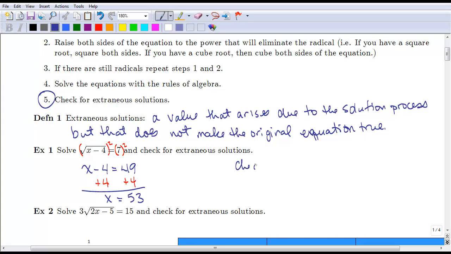Now we want to check to make sure that we do not have an extraneous solution. If you plug 53 in, we get the square root of 53 minus 4. And we always want to make sure that that radical goes over everything that's underneath it. So we get the square root of 53 minus 4. 53 minus 4 is 49. Square root of 49 is 7, which was what our original equation was. So we are good there.